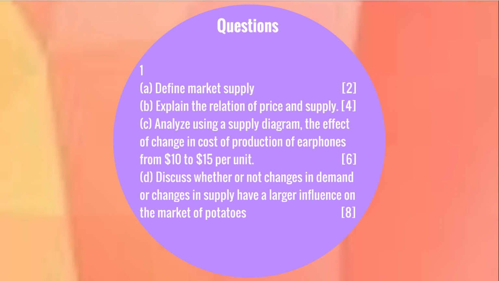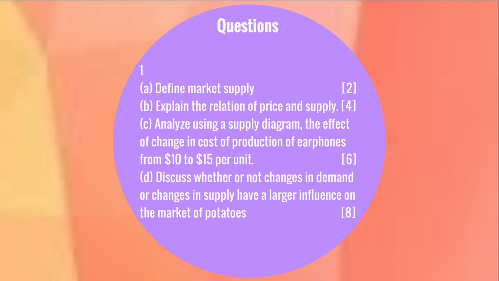Analyze using a supply diagram the effect of change in cost of production of earphones from $10 to $15 per unit. Discuss whether or not change in demand or change in supply have a larger influence on the market of potatoes.